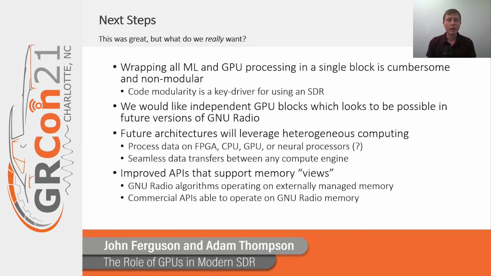So in an ideal world, we would want independent GPU blocks or independent machine learning blocks that can process each one of these steps. And it looks like that might actually be possible in future versions of GNU Radio, where they're going to handle GPU buffers. So future architectures, we believe, are going to contain heterogeneous compute. So we need to be able to move data easily between FPGAs, CPUs, GPUs, and maybe even neural processors when they become mainstream. And then Adam spoke to MATX.